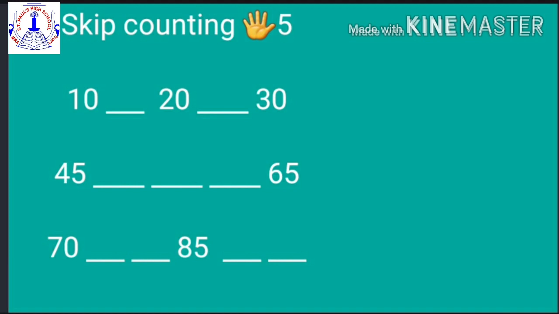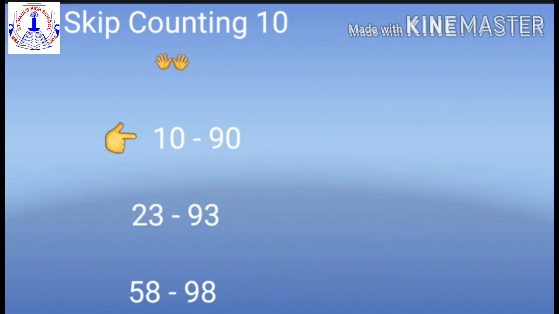Now again take a new line, children. 7 0 70, dash, dash, 8 5 85, dash, dash. Now take a new page, children. Skip counting 10. Again you don't have to write the spelling of skip counting. Only write 1 0 10. And now take a new line.